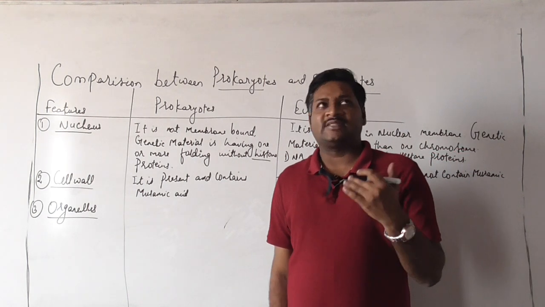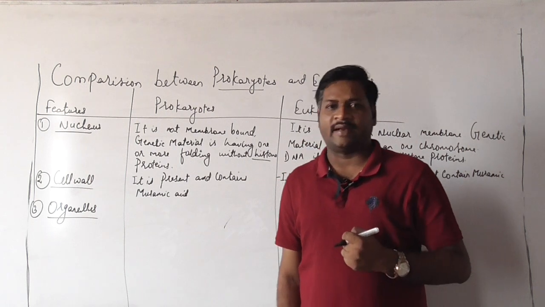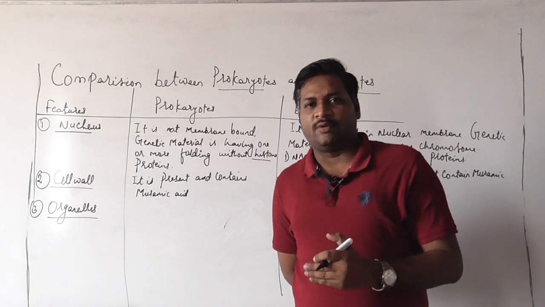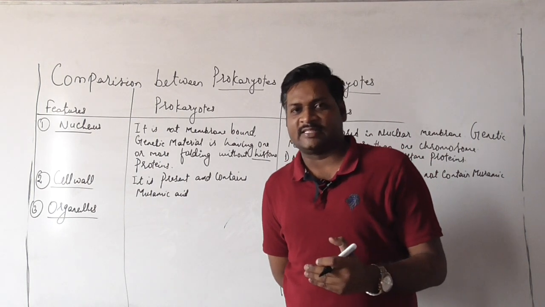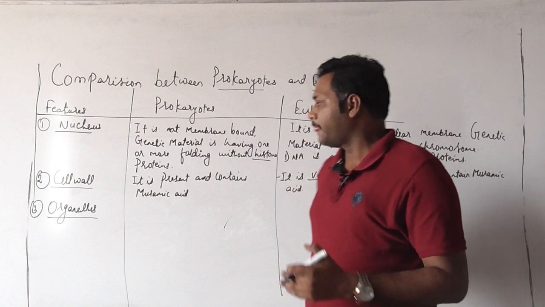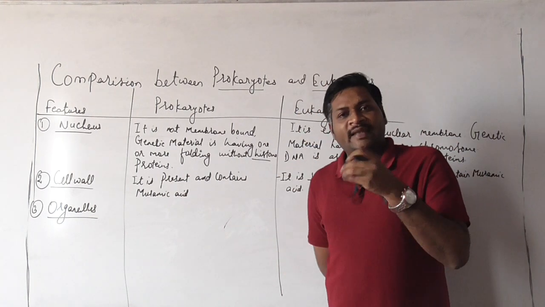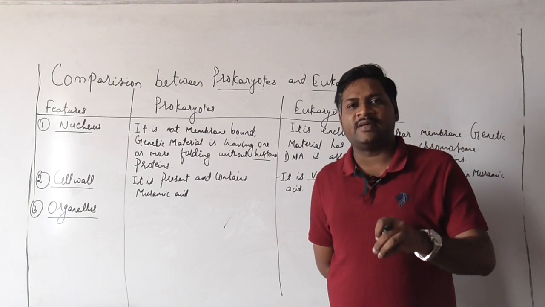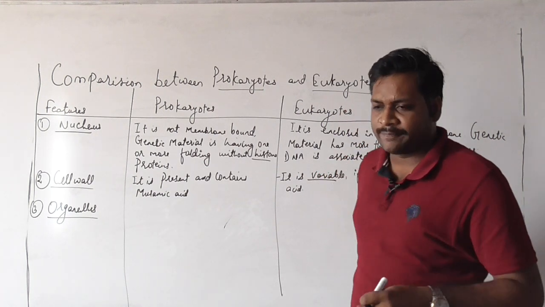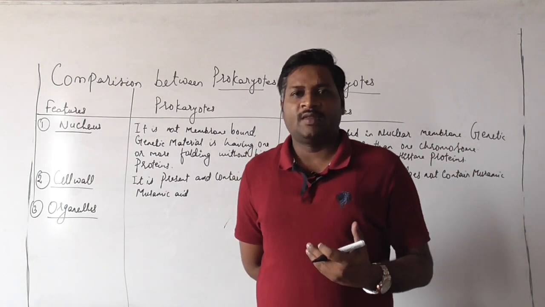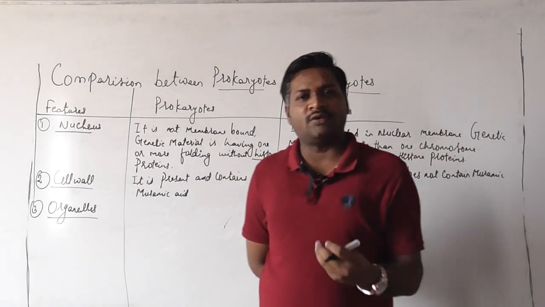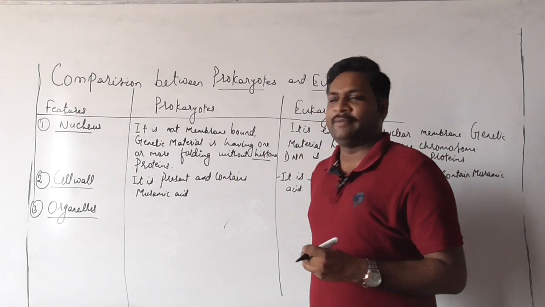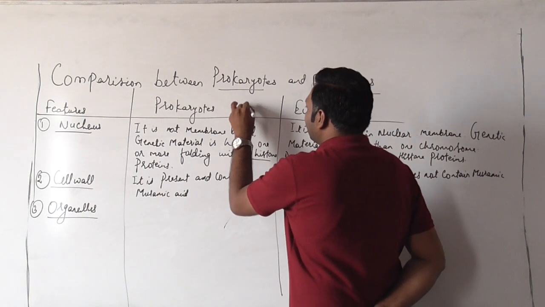Suppose a cell has to perform any kind of metabolic activity. We have discussed metabolism. What is that? Catabolism plus anabolism, that is, breakdown as well as synthesis. So to perform any metabolic activity, an organism needs a specific organelle. Suppose we are talking about energy. In humans or any other organism, the energy which is synthesized is in the form of ATP.